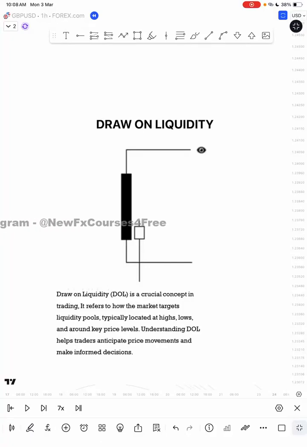Today we're going to be talking about draw on liquidity. What is draw on liquidity? Draw on liquidity is a crucial component in trading. It refers to how the market targets liquidity pools typically located at highs, lows, and around key price levels. Understanding draw on liquidity helps traders anticipate price movement and make informed decisions.